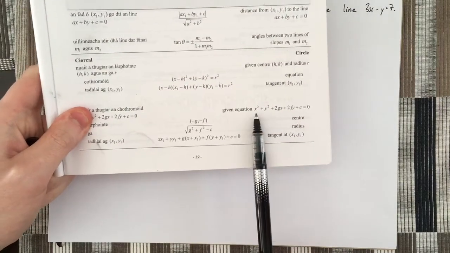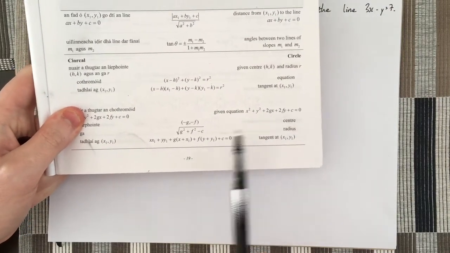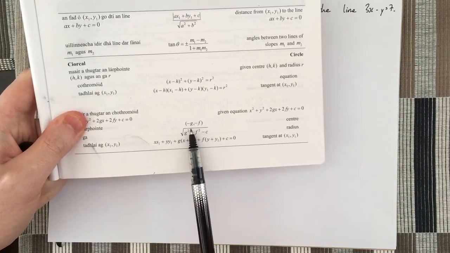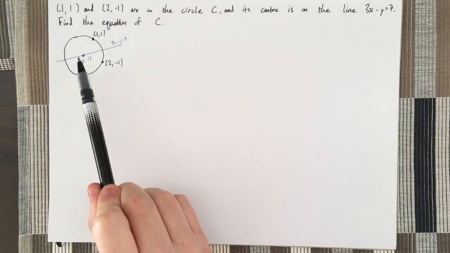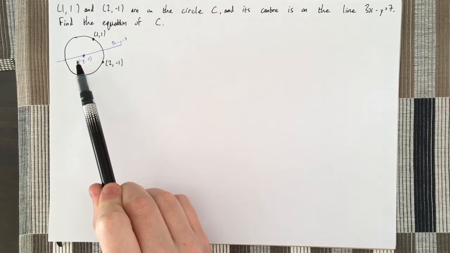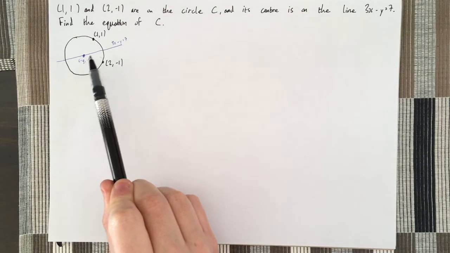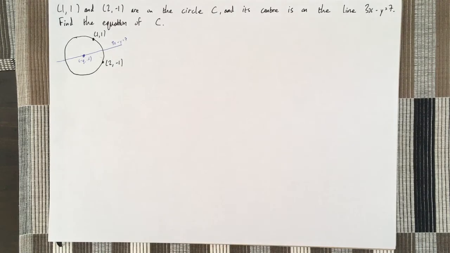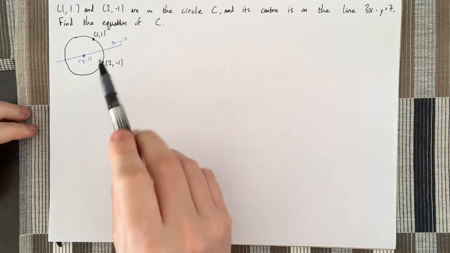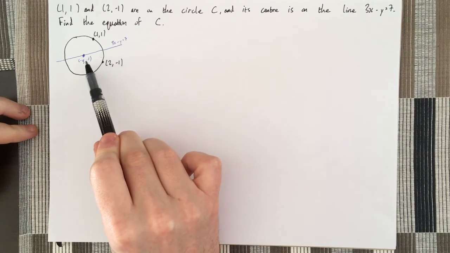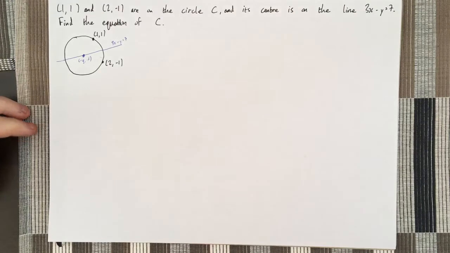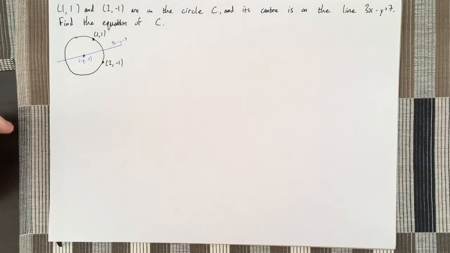Now, when you're dealing with the G, F, and C form, the center is (-g, -f). So that's the center of the circle, (-g, -f). So (-g, -f) is a point on the line 3x - y = 7. So I can sub -g into that for x, and I can sub -f into that for y. And that's going to give me an equation with g and f in it.